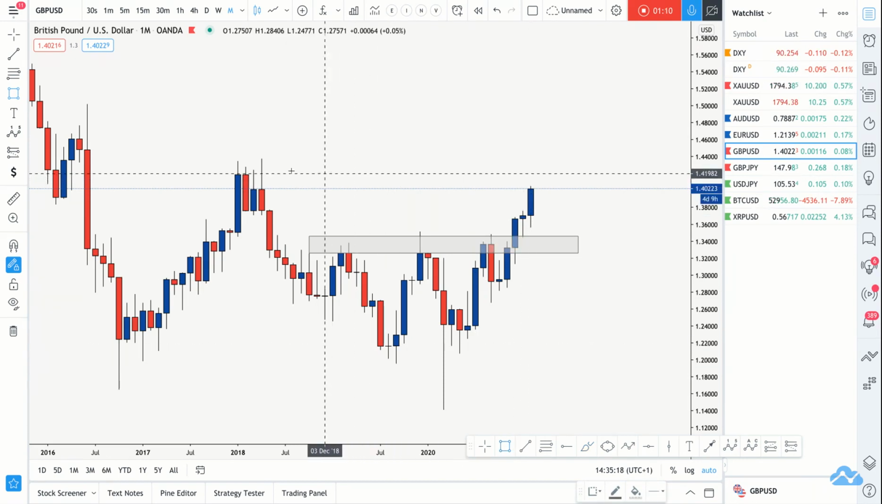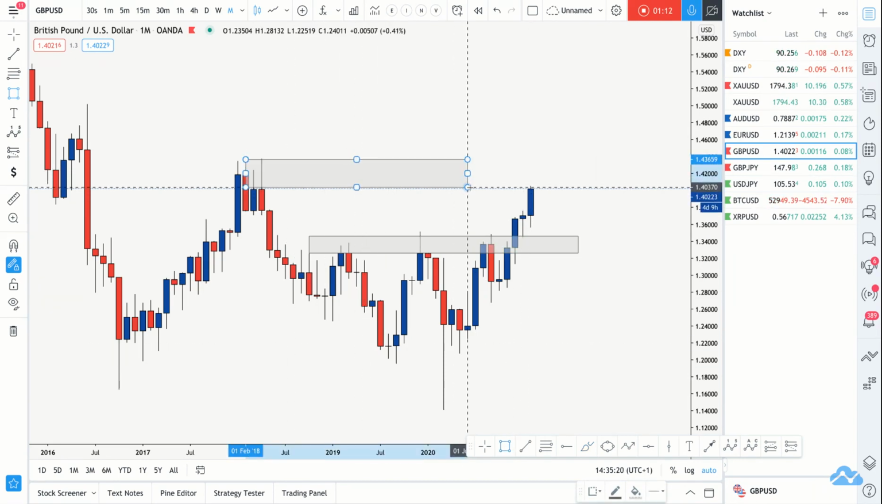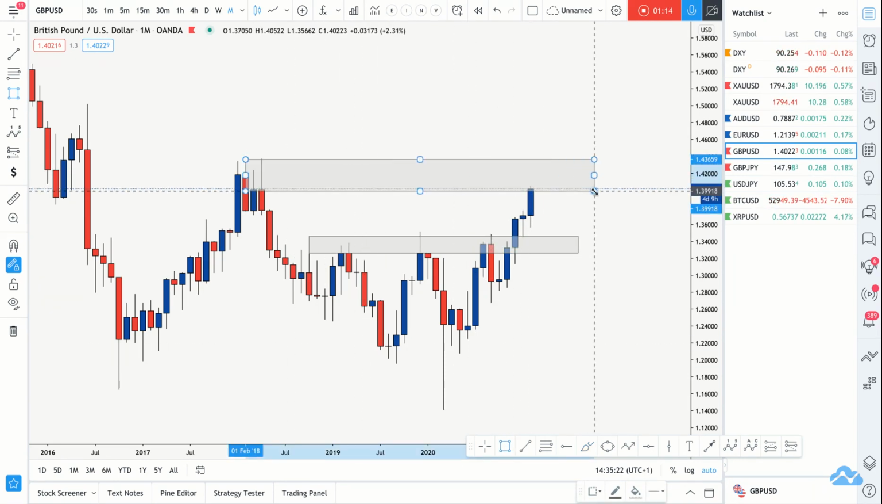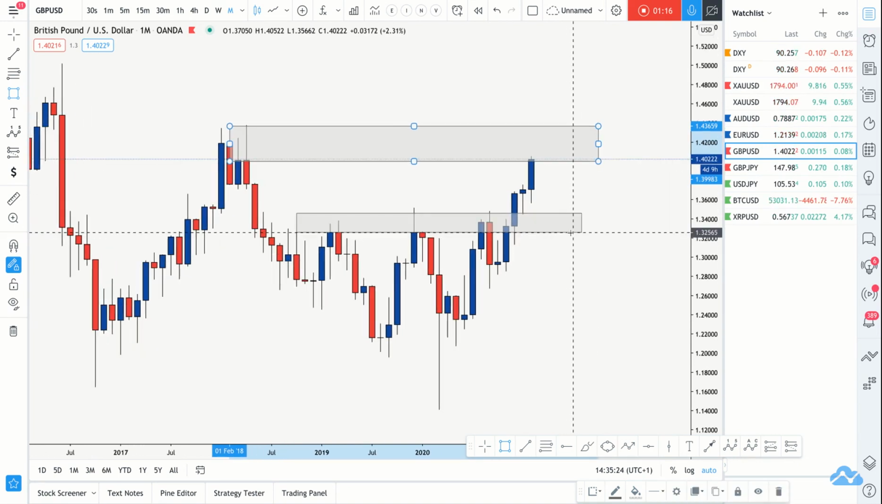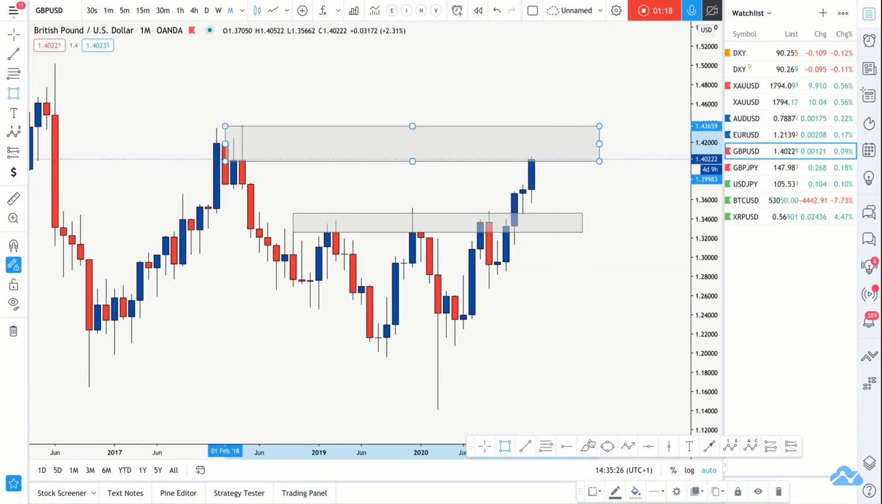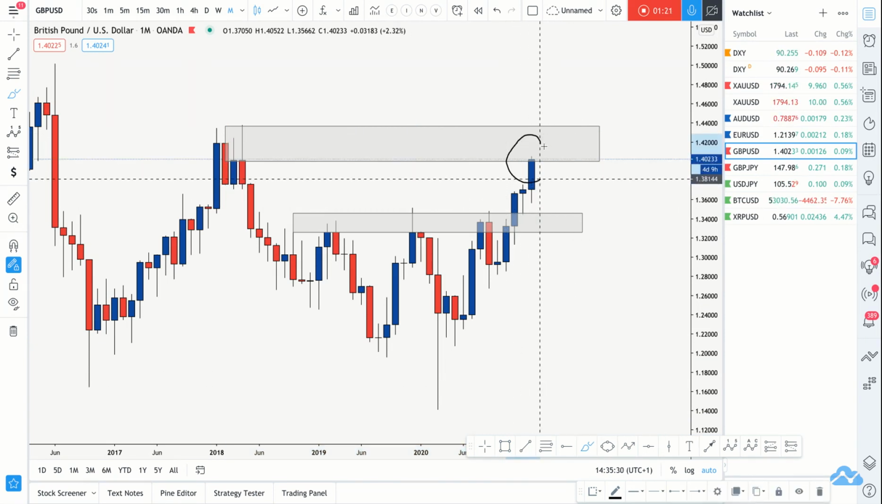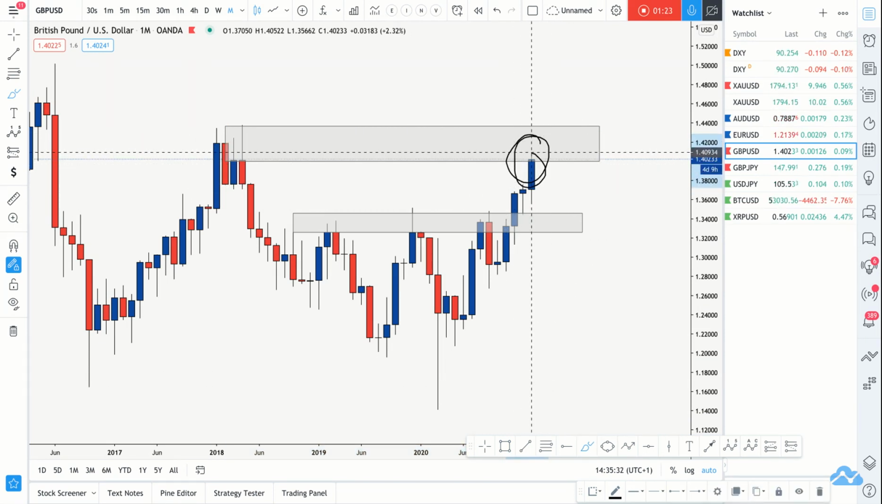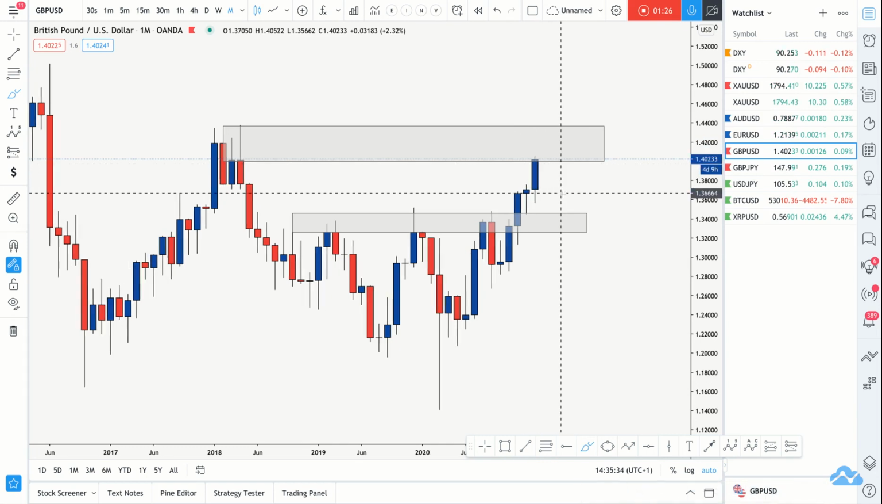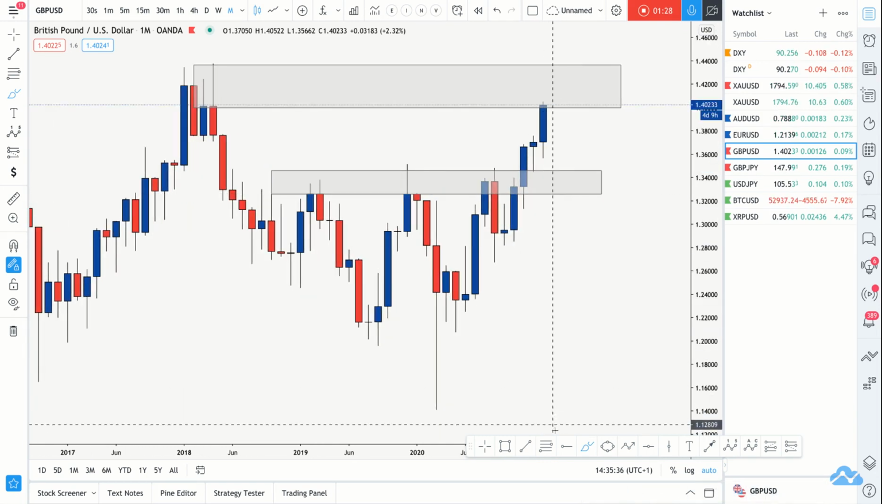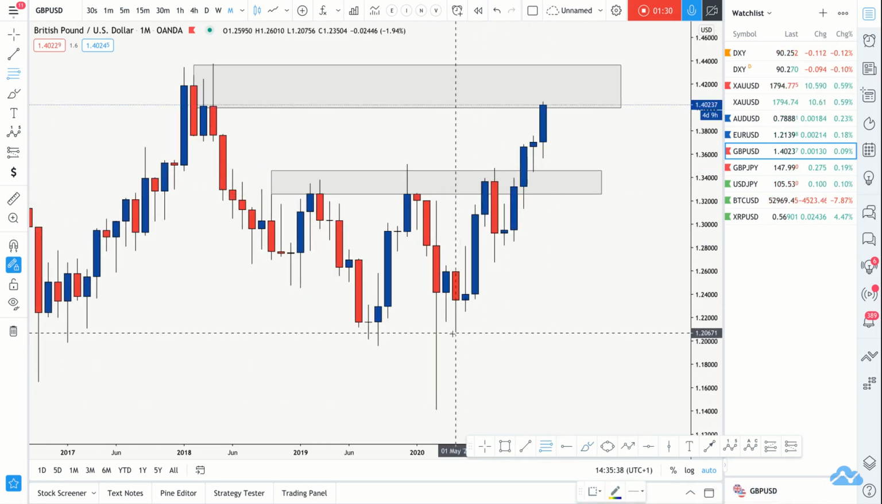Now, what is super in confluence with this whole analysis right now is that we have all across that area a strong area of monthly supply. So that means for me right now, I'm super interested to short GBPUSD within this area. However, right now this market is still bullish, but we can identify some more things here on this chart.